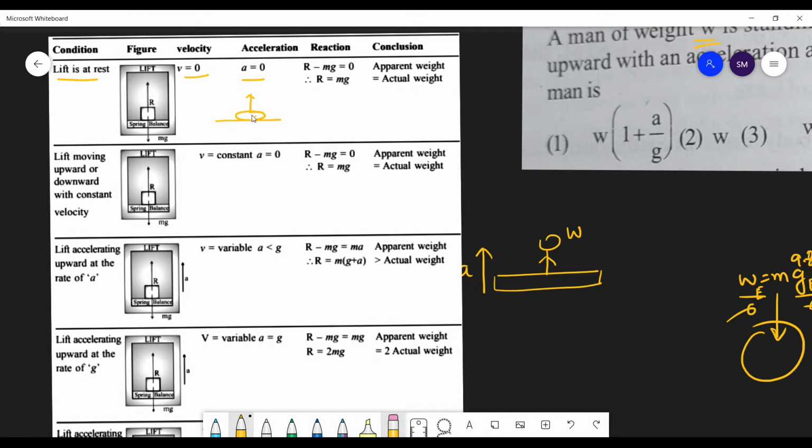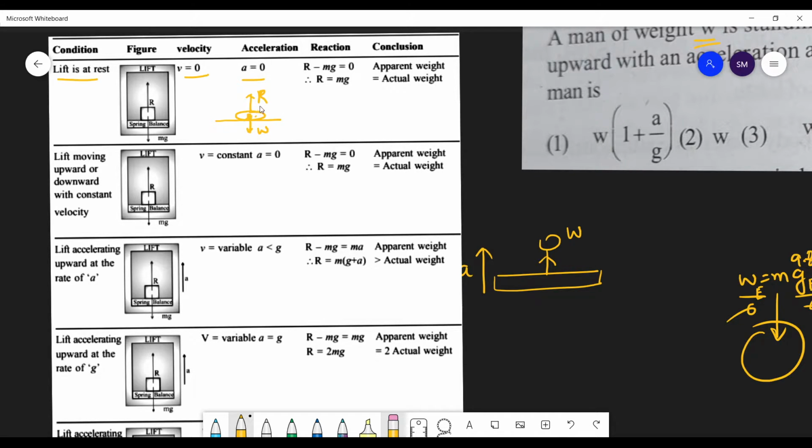So if there is gravitational force acting downwards, and you are applying force on the weighing machine, then the weighing machine will also apply force on you. There is a spring balance in the machine, so it will also apply force on you, and that force is known as normal reaction, that is perpendicular to the surface. So that is Newton's third law.